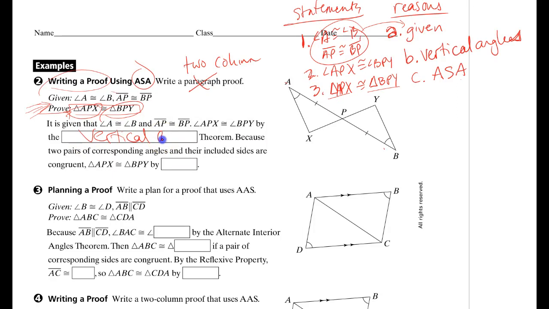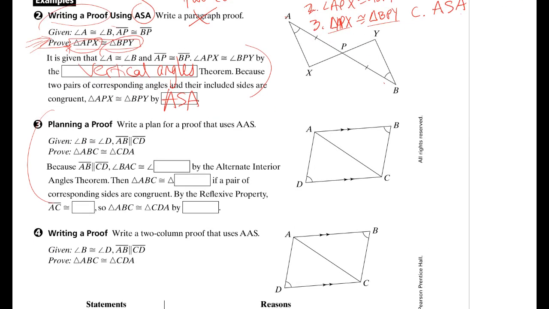Vertical angles is what they're looking for here, and the reason was ASA. So this is the paragraph proof style. You know me, I like my columns, so that was the two-column style. Now, item 3, plan a proof that uses angle side.